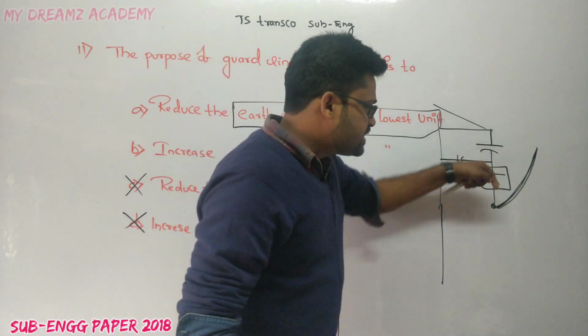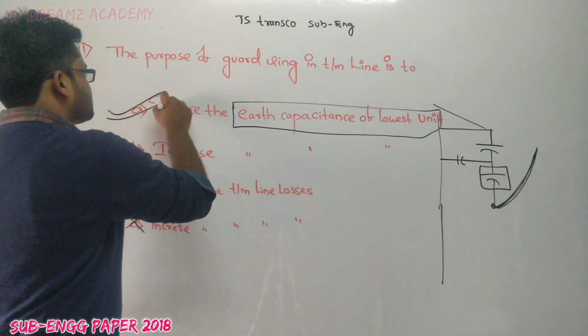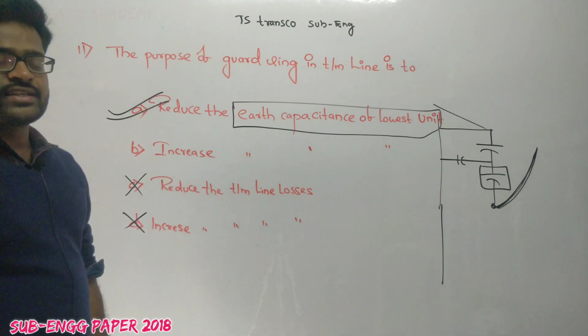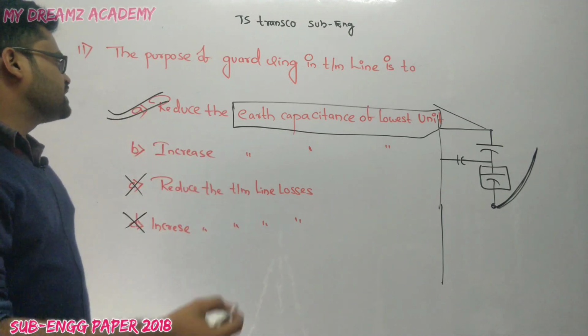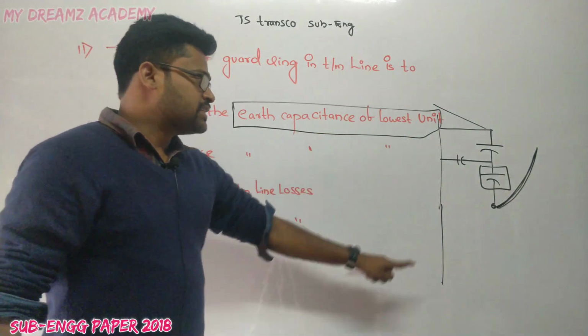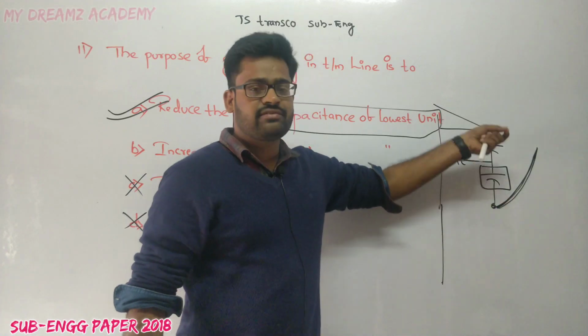If we decrease this value, the string efficiency will increase. So the purpose of guard ring is to increase the string efficiency. The string efficiency will increase whenever we reduce the earth capacitance of the lowest unit. This is the earth capacitance of the lowest unit. If we reduce this one, string efficiency will increase.